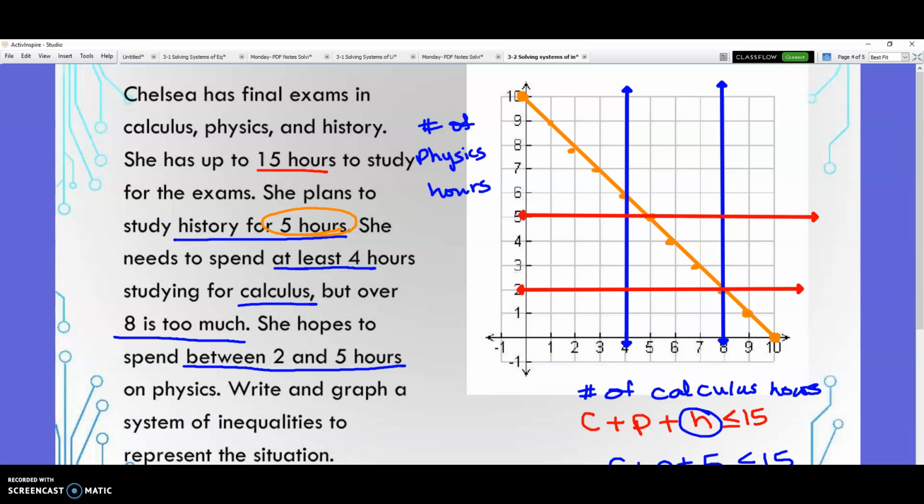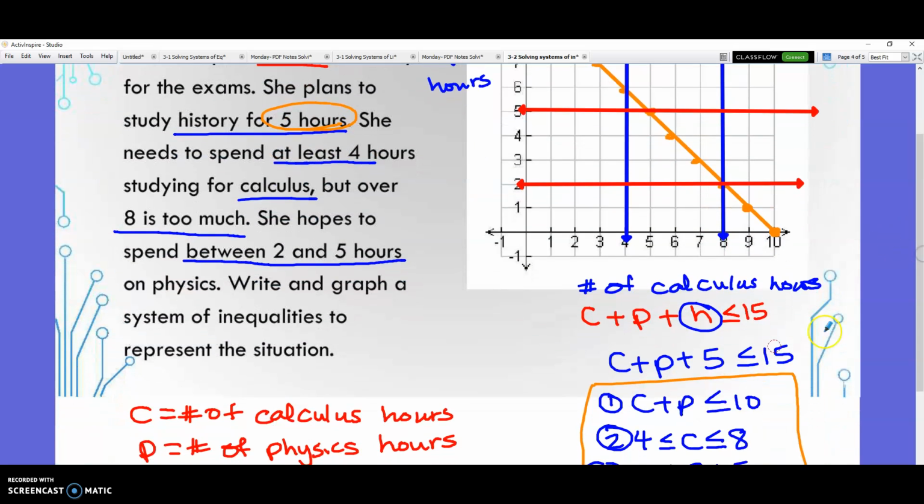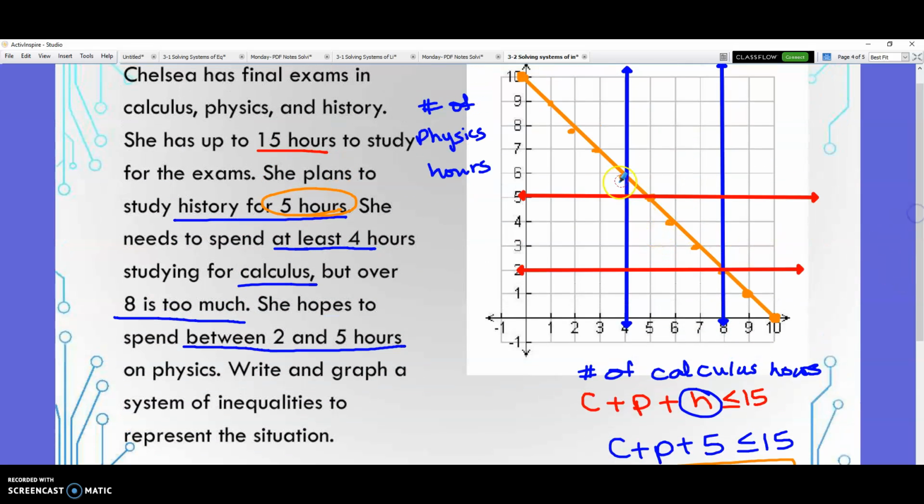Okay. So we need to shade in the area that is less than or equal to 10. So under the orange, in between the blue, and in between the red. And that would be this area right here. This little trapezoid. So anything within this is fine. She could do 4 hours in calculus and then 2 hours in physics. Anything within this area.